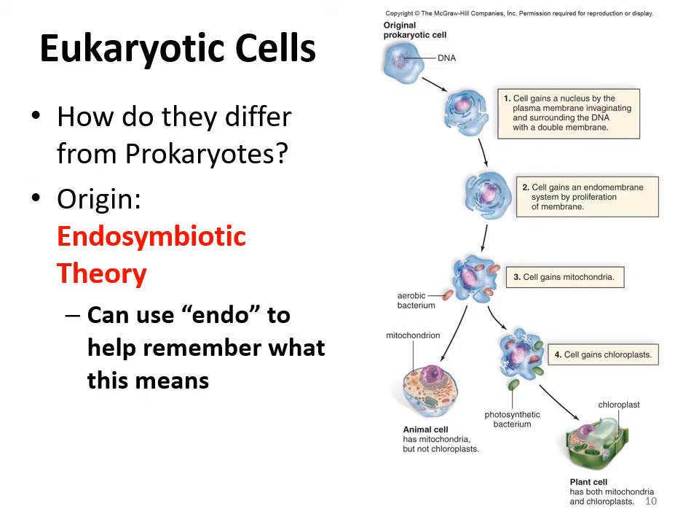In addition to prokaryotes, there are eukaryotes, and eukaryotes are important. Why? Because that's our cells. We are eukaryotic cells. And when it comes to eukaryotes, the big thing to remember is how they differ from prokaryotes: our cells have internal membranes. They have a nucleus.